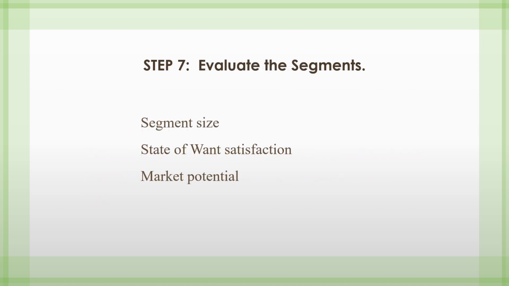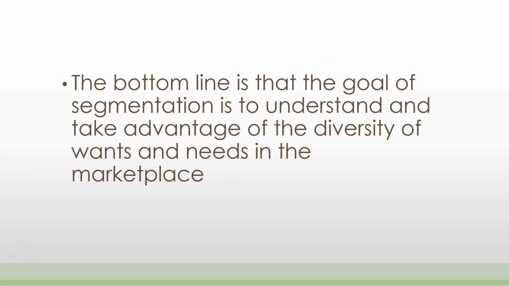And then, of course, you need to evaluate the segments in terms of segment size, state of want satisfaction, and market potential. The idea here is that the goal of segmentation is to understand and take advantage of the diversity of wants and needs in the marketplace. McDonald's does that. How does McDonald's do that? Well, they segment the market down in terms of wants and needs, and then they make sure that they offer products, goods, and services that meet the needs of each of the segments. That's how you use benefit segmentation as opposed to demographic segmentation to build a marketing strategy around the diversity of wants and needs in the marketplace.